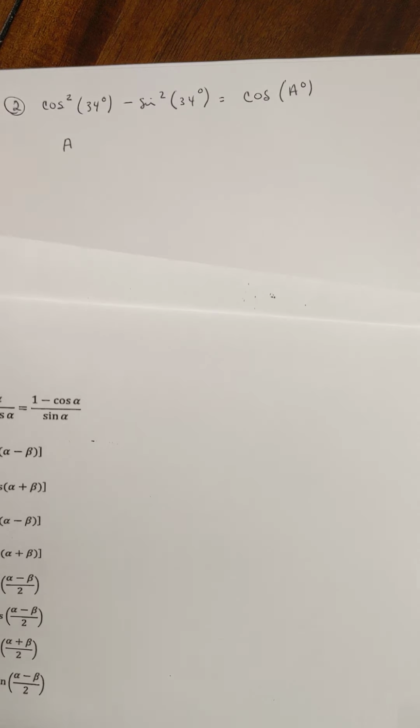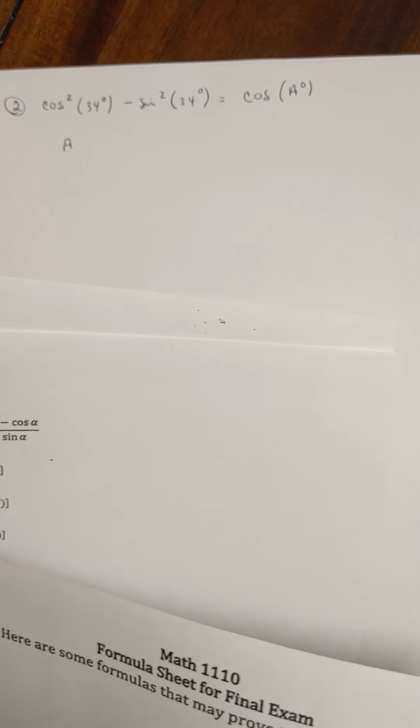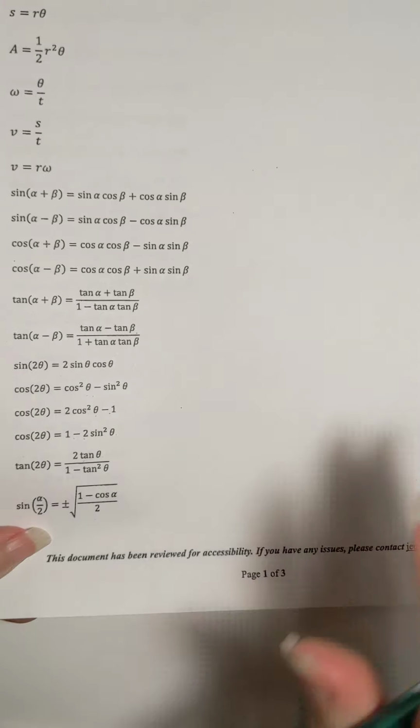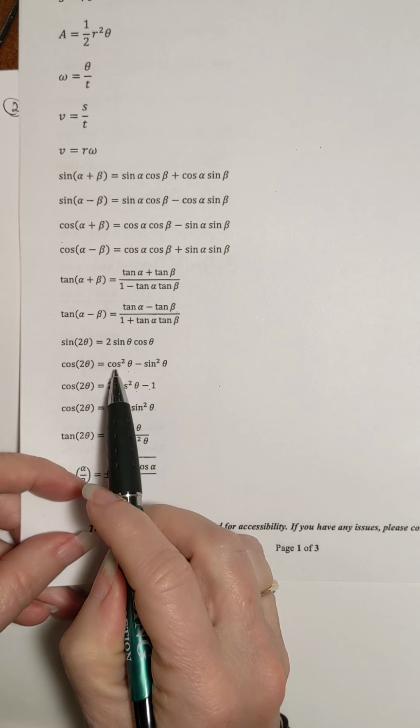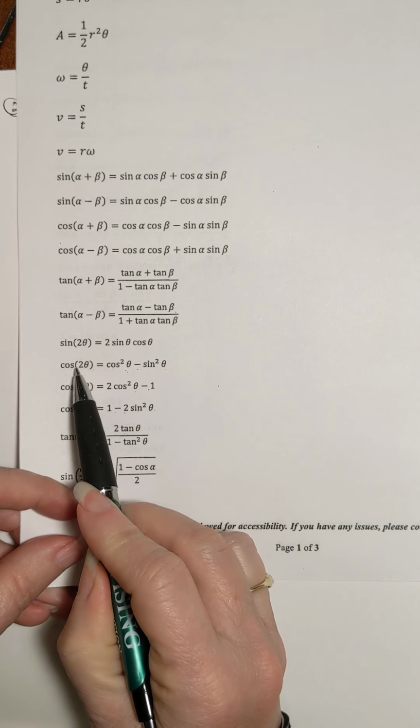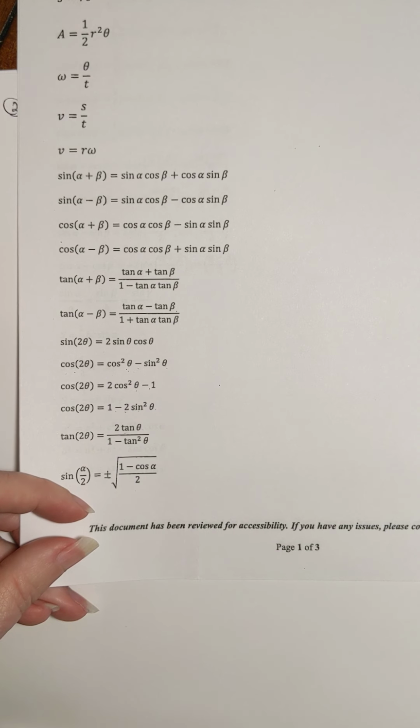And this one's on the second page. Oh, I'm sorry, that's not. It's on the first page. It says cosine squared of theta minus sine squared of theta is equal to cosine of 2 theta.